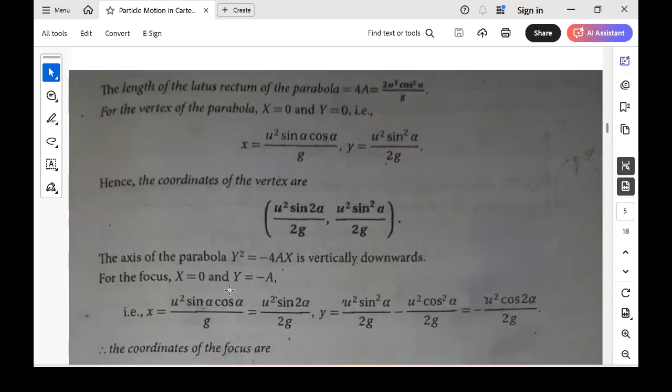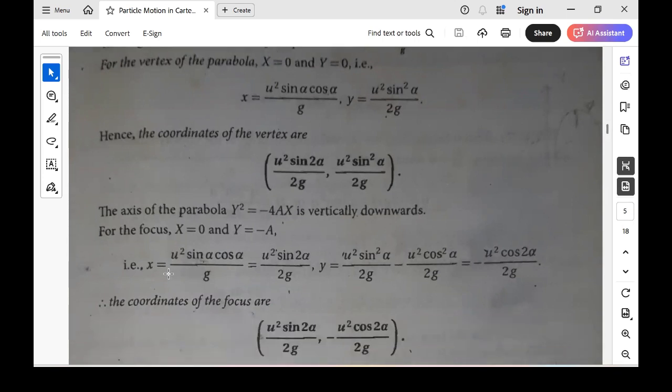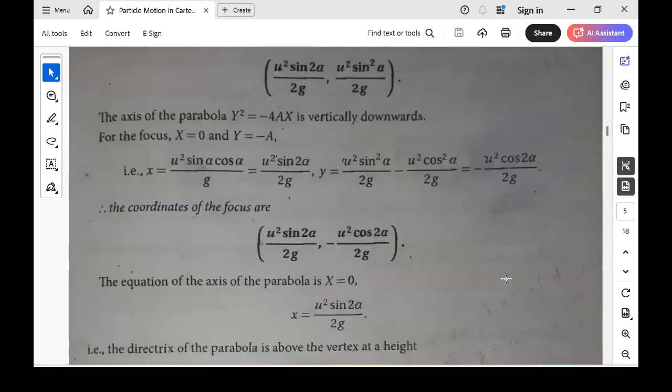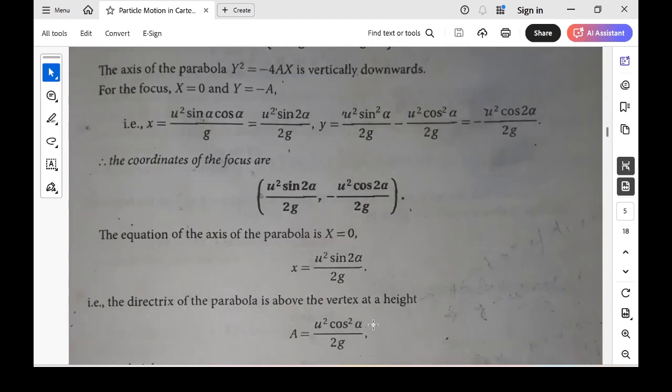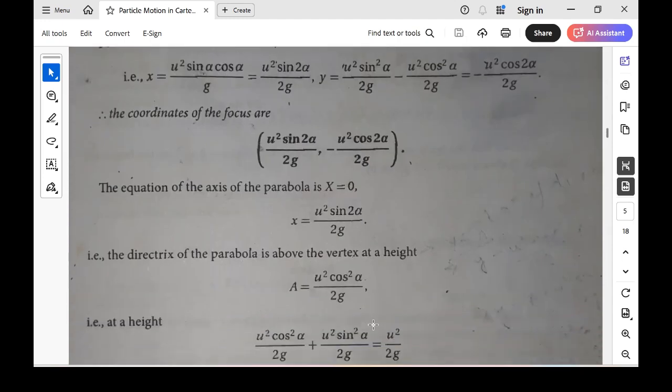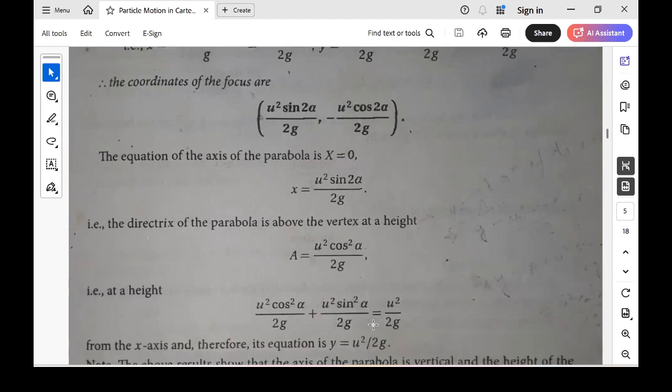Okay. And for the focus, what do we need? X equals to 0, y equals to minus a. So from here, you find x equals to 0 means the capital X expression equated to 0, you get this small x, that is the abscissa of the focus, and correspondingly the ordinate of the focus. So these are the coordinates of the focus. And what is the equation of the axis of the parabola? As I said, x equals to 0. So this is the equation of the parabola's axis. Okay. And the directrix is what?